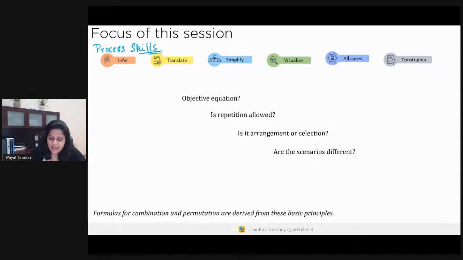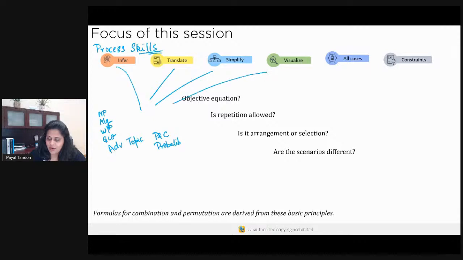You start applying these skills on number properties questions, continue to apply them on algebra questions, word problem questions, geometry questions. By the time you get to those advanced topics in which you have permutation and combination, probability type questions, you will be able to apply all of these skills in order to solve these questions with the utmost confidence.